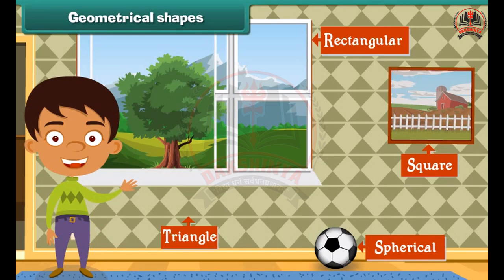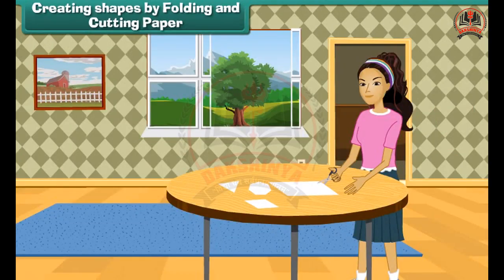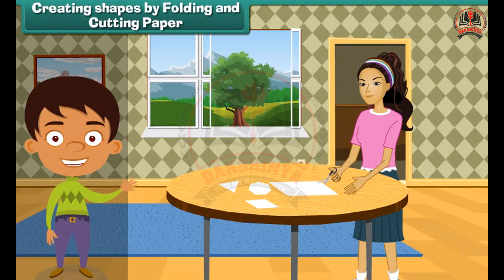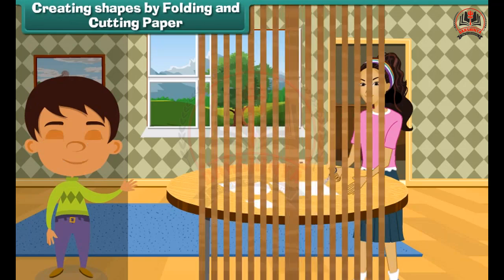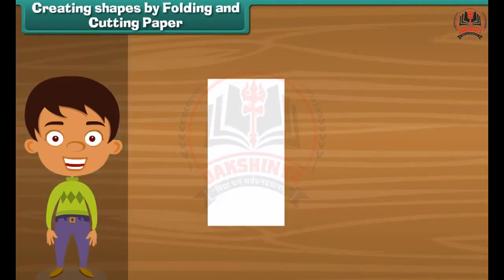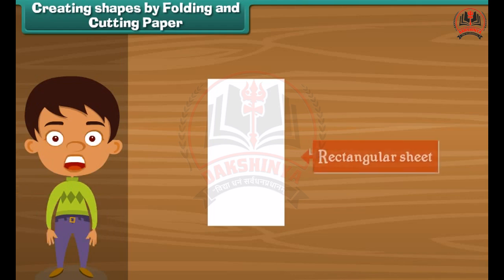Now you have seen and learnt different objects with different shapes. Creating shapes by folding and cutting paper. Anu is busy cutting paper. She has cut paper in different shapes. Let us have a closer look at it. Anu takes a sheet of paper. What can you say about the shape of this sheet? Yes, it is rectangular in shape.